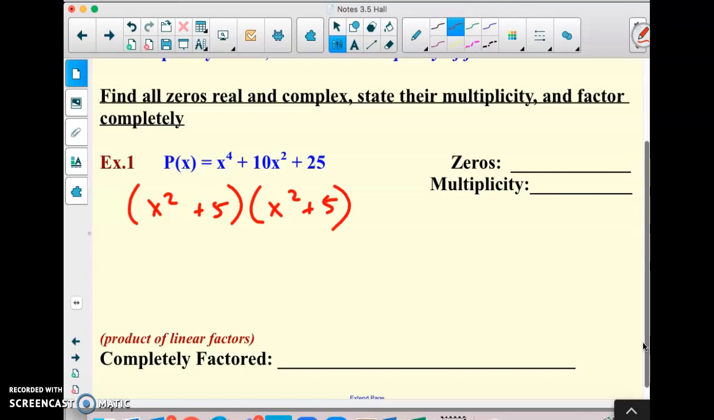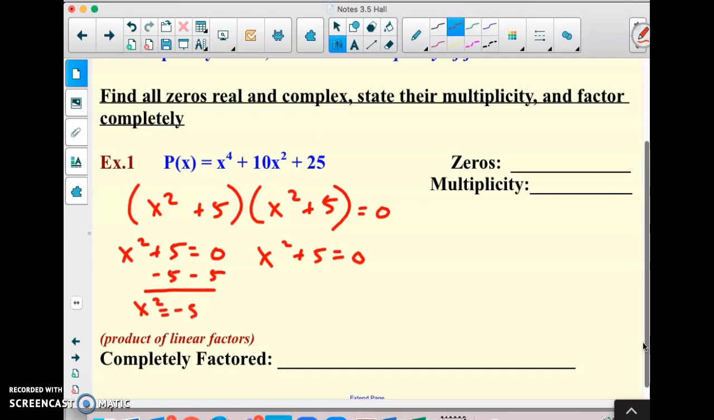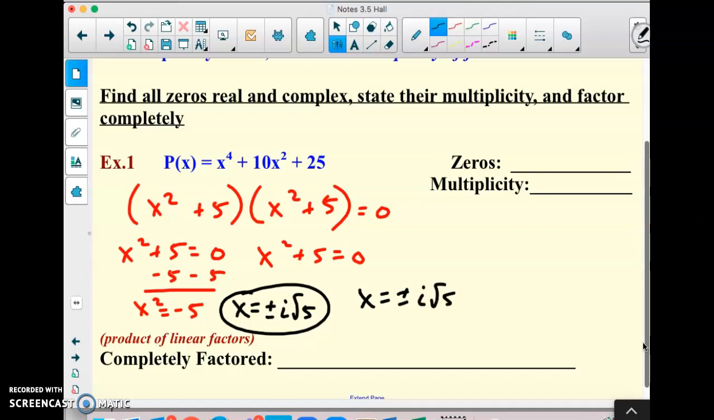Now I'm going to set my factors equal to 0 to find the zeros. X squared plus 5 equals 0, and x squared plus 5 equals 0. This will give me my linear factors. Subtract 5, x squared equals negative 5. Take the square root, plus or minus, of both sides, and you will get x equals plus or minus i root 5. There's that answer. Now, obviously, the other factor is exactly the same, so we'll also get that over here. So x equals plus or minus i root 5.